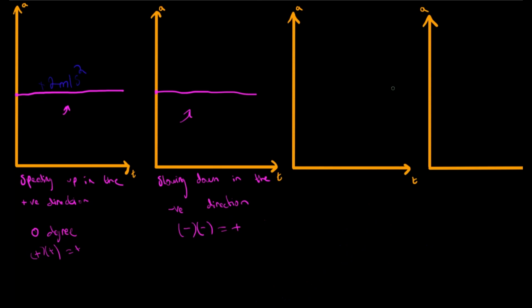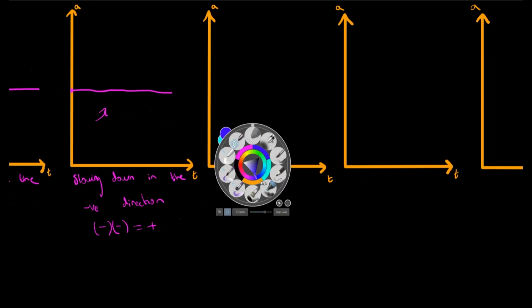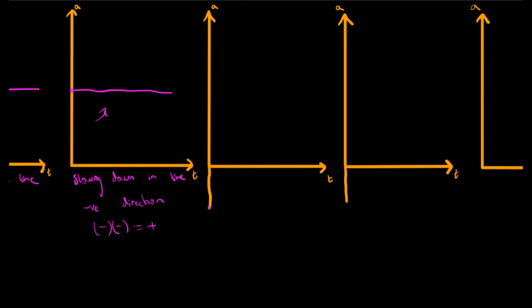Now, for the next two graphs, we have two negative graphs where if we were to draw it over here in the negative coordinate and it goes in a straight line like this. And this one, we can call it slowing down in the positive direction, in plus ve direction.